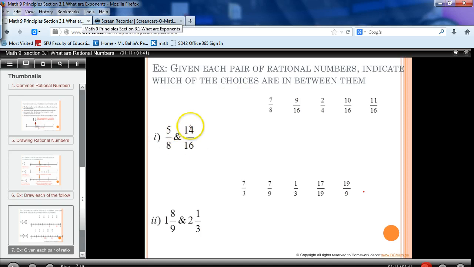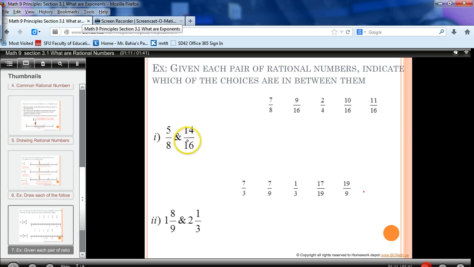Okay, here's an interesting one. Here's a pair of rational numbers, or just numbers because they've been written as fractions. What are some numbers that would be in between these two numbers? Now to do this, you have 5/8 and 14/16. It's hard to compare fractions that have different denominators. So what you should do first, like saying which one of these is bigger, 5/8 or 14/16, to really compare fractions, you need to make them the same denominators.